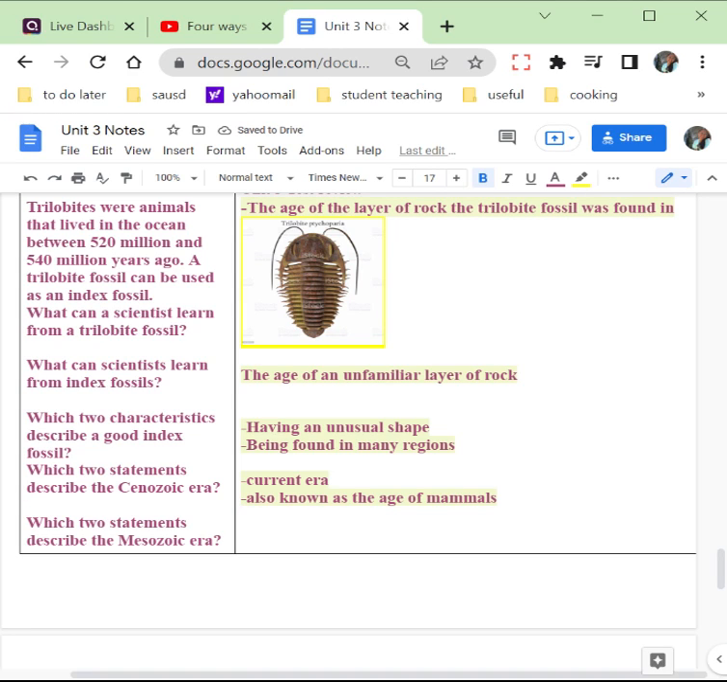Okay, and then the other era that you would need to know about, the era right before us, the Mesozoic era. So that's the age of reptiles.